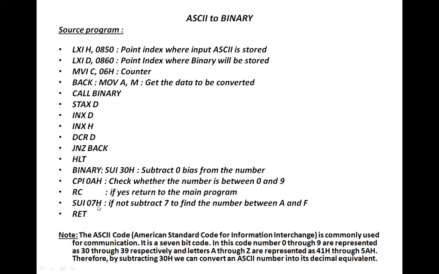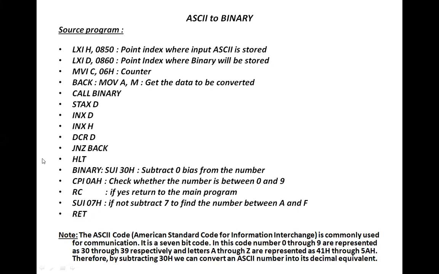So what it will do is again subtract 07. Because you know that if the number is between 0 to 9, we add only 30, so if the number is between 0 to 9, we subtract only 30. But if the number is more than 9, then instead of subtracting only 30, we have to subtract 7 more. So if carry is not generated, it means the accumulator content is more than 9, and for that we again subtract 07 to find the number between A and F. And then it is going to return.